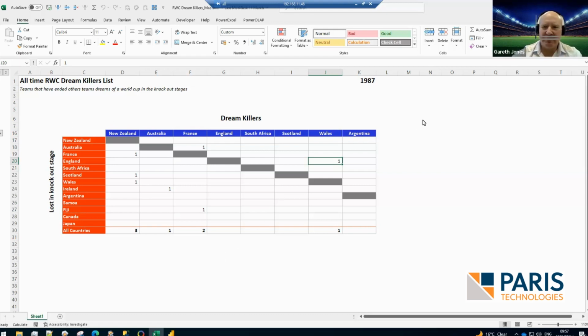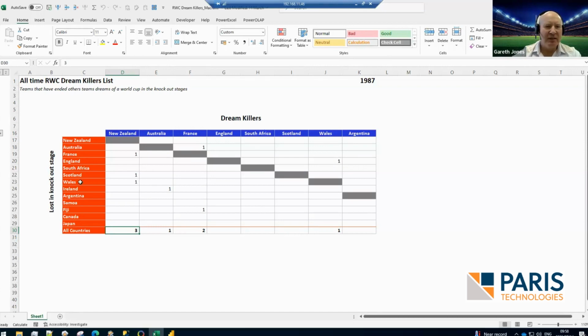Now, if I look back to the very first Rugby World Cup in 1987, if I look at the dream killer New Zealand, they killed France, Scotland, and Wales. So that would be the final, semi-final, quarterfinal. Australia won a quarterfinal, France won a quarterfinal and a semi-final, and Wales won a quarterfinal. So Wales killed one dream, France 2 dreams, Australia 1 dream, and New Zealand 3 dreams. Now, on this side, of course, these are the people that lost in those knockout stages.